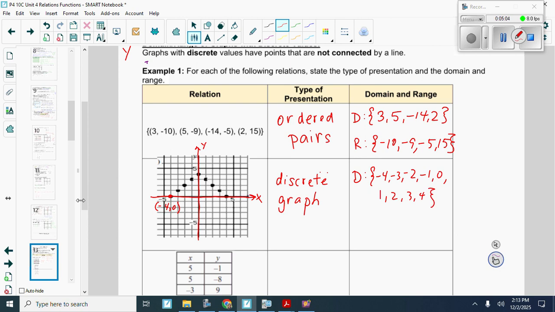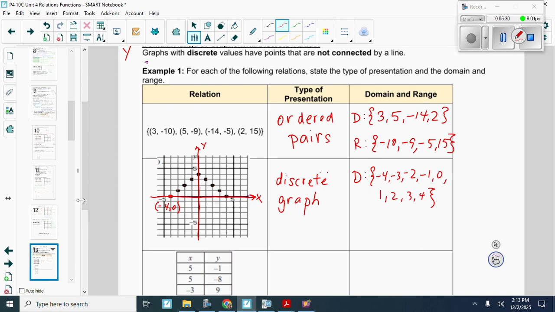Okay, so you're just going over and you're going, this one's at -4, this one's at -3, this one's at -2, this one's at -1, this one's at 0, +1, +2, +3, +4. That's where the numbers come from. And then your range, you're going to do the same thing. You're going to tell me what each of the y values are. Now, question for you, is my range also going to have 9 values?